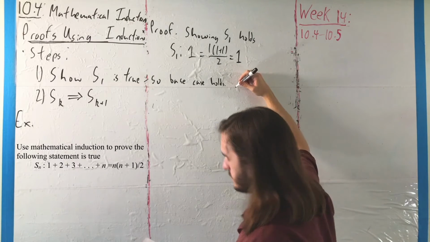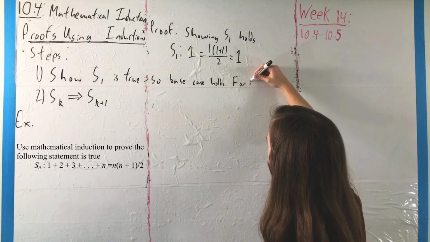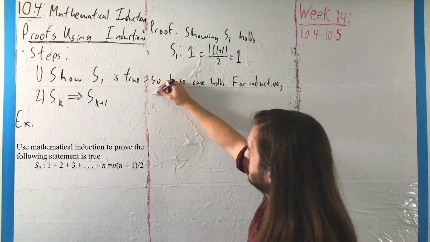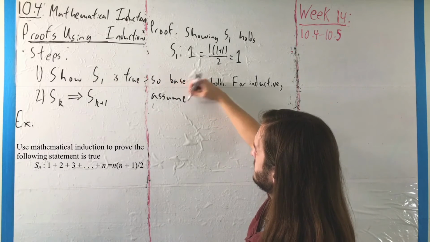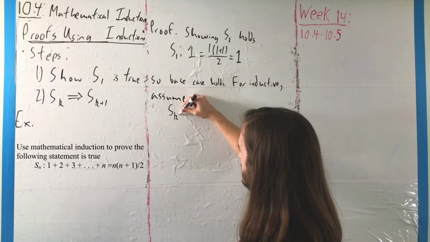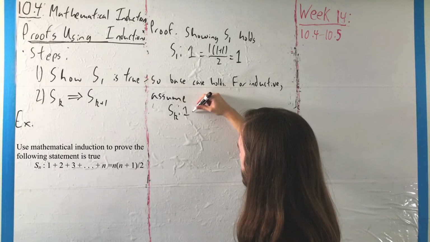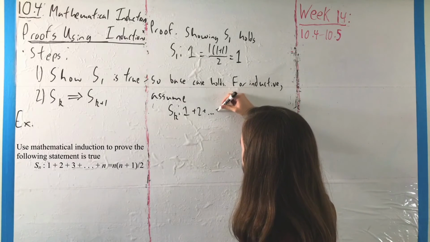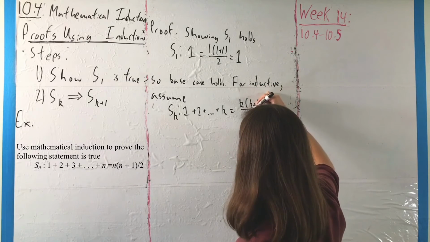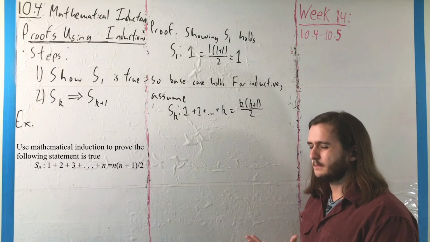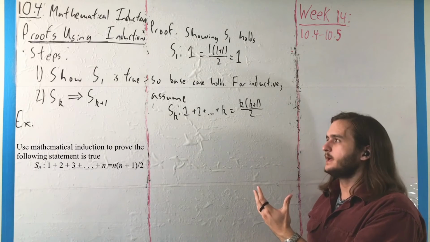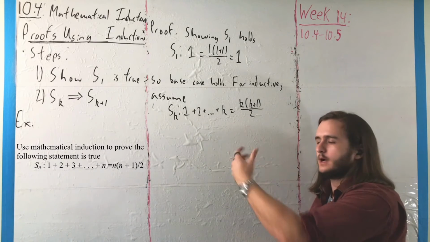And for our inductive step, what we have to do is first assume that Sk holds. That is, assume we have that the sum of the first k natural numbers has form k times k plus 1 over 2. And it might seem like we're just getting this kind of for free, but this is sort of what the base case implies, is that we can start somewhere. And as a result, we can generalize that out to say something about our kth term.